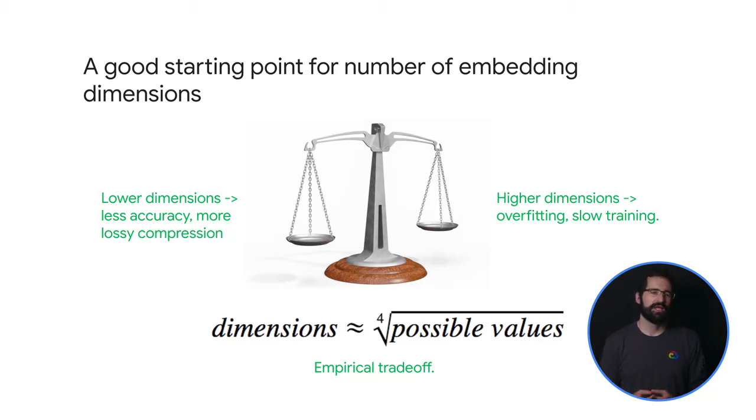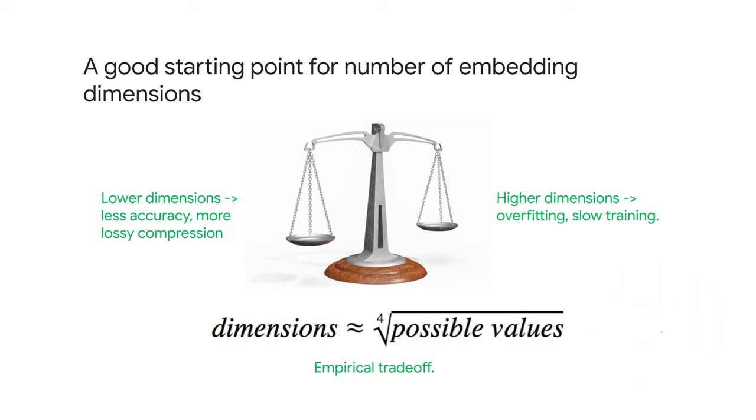A good starting point is to go with the 4th root of the total number of possible values. For example, if you're embedding movie ID and you have 500,000 movies in your catalog, a good starting point might be the 4th root of 500,000. Now the square root of 500,000 is about 700, and the square root of 700 is about 26, so I'd probably start with something around 25. So in hyperparameter tuning, I would specify a search space on either side of that, 15 and 35. Of course, this is just a rule of thumb.